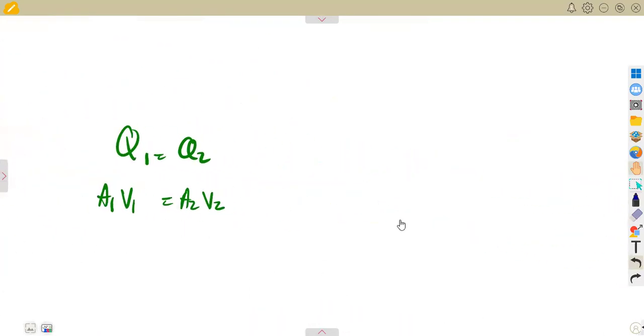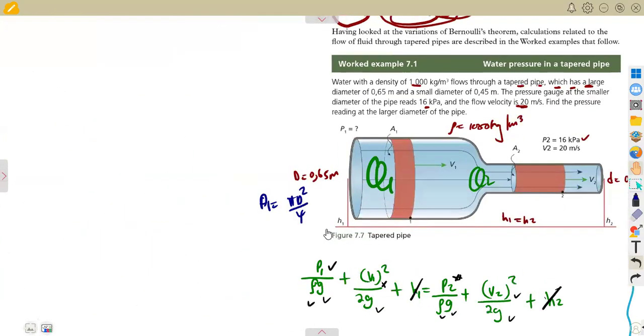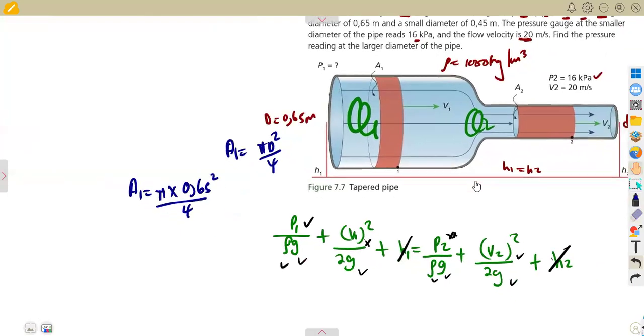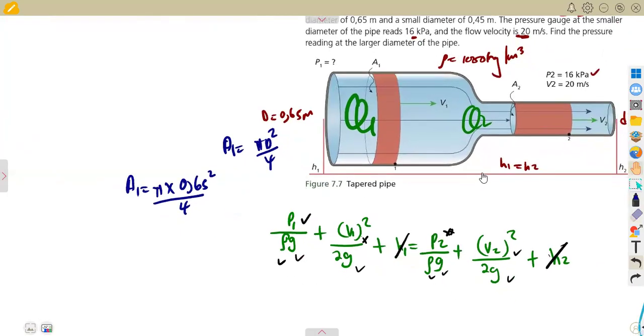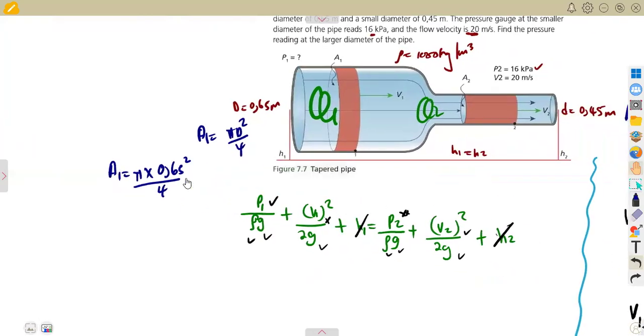All right. So that means, okay, let's just calculate our areas here. So that means our area 1 is going to be pi times the diameter squared, 0.65 squared over 4. Let me just use it like this so that we obtain exact values in that case. All right, let's just leave it like that.